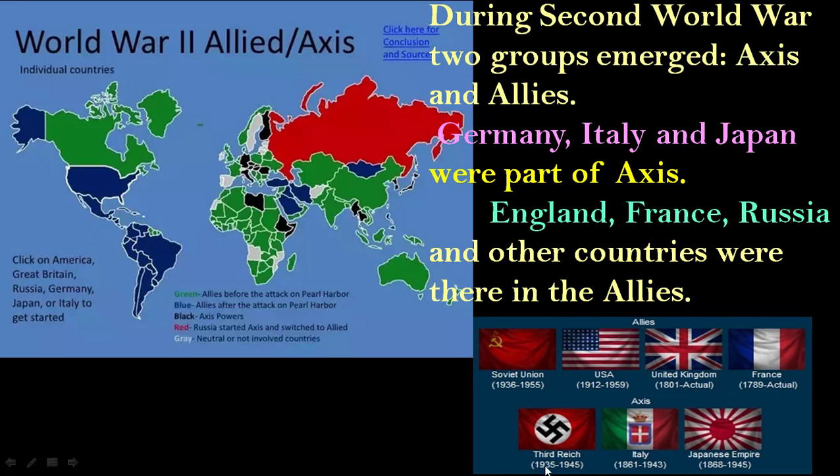Among that, in the Axis you can see Germany, Italy and Japan, whereas England, France, Russia and other countries were in the Allies. Between these two groups, the Second World War started.